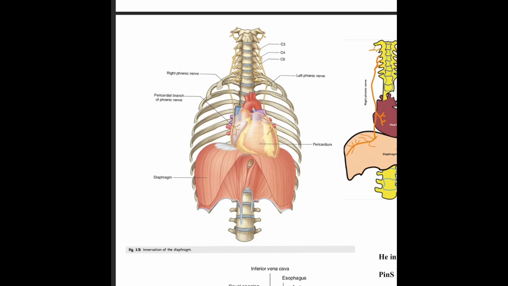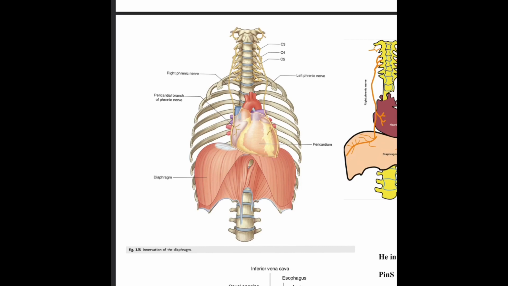The words motor and sensory mean the following. The motor neuron, also known as efferent nerves, carries signals from the central nervous system to the outer parts of your body, for example, muscles, skin and glands. The sensory neuron is also known as afferent nerves. The sensory neurons carry signals from the outer parts of your body into the central nervous system.